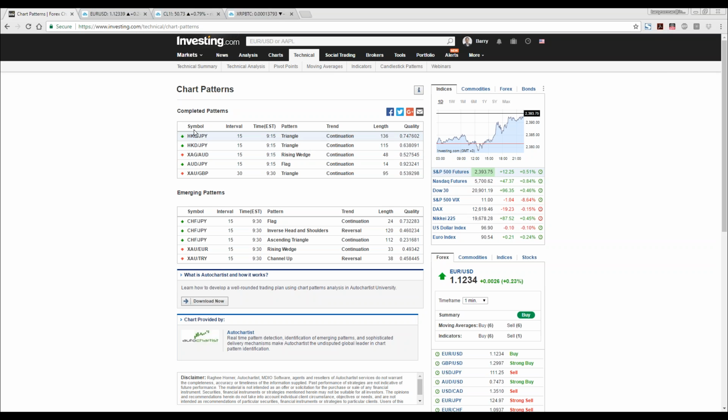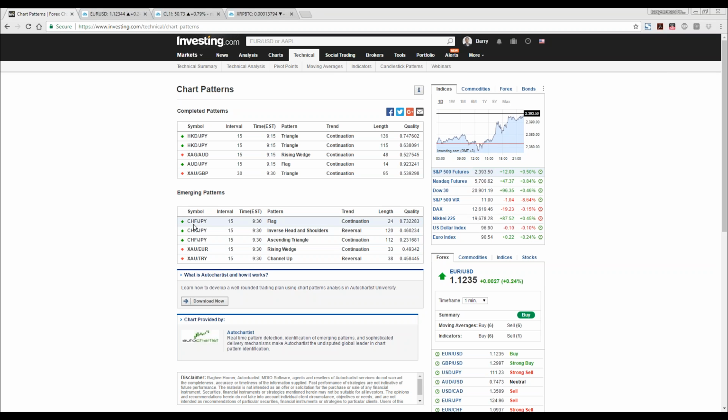Okay. So we can see here that gold against the pound formed a triangle just recently. You also have emerging patterns. These are patterns that have just been completed, and you have to look at when they were established and when they were completed. And now we have also emerging patterns. Emerging patterns are patterns that are about to happen, that we're looking for them to develop now.